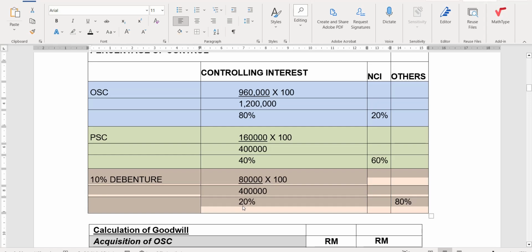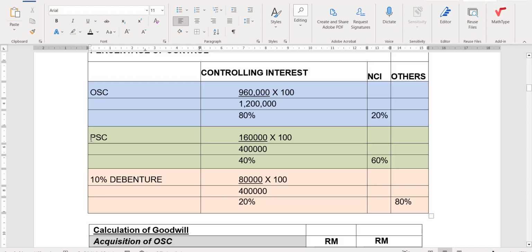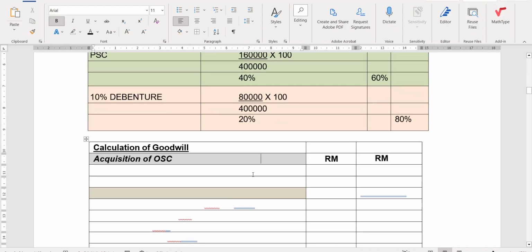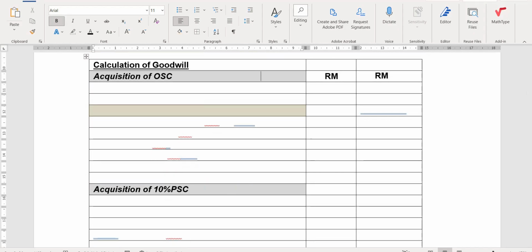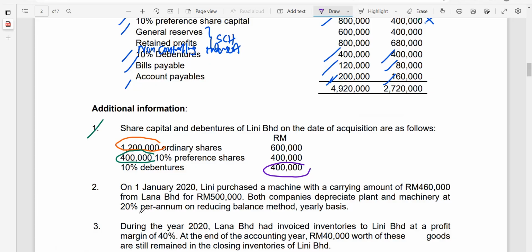So you are done with the first step, which is to calculate the percentage acquired for each of the acquisitions. And this is the acquisition of the 10% preference shares to start with. Right. Now let's go and do the first adjustment, which is to start with the calculation of goodwill. So after you have done this, calculate the goodwill. So let's look at what will have an effect on the calculation of goodwill.